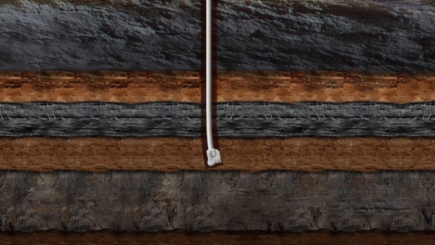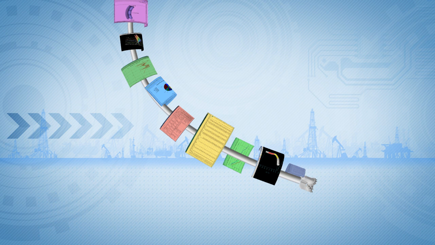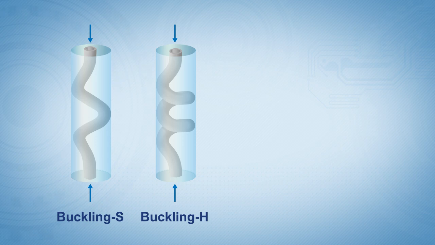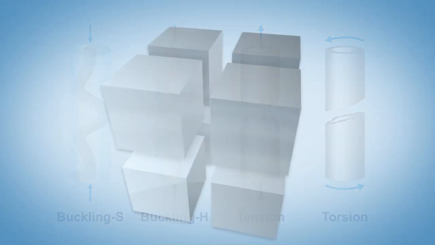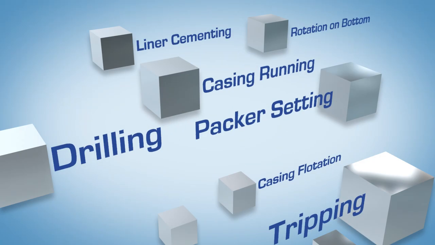With the number of extended reach wells increasing, torque and drag modeling has become an essential process during the planning phase of drilling and casing running. Problems related to torque and drag include buckling, tensile, and torsional failures. To address these concerns, Pegasus Vertex has developed TADPRO, a comprehensive software that accurately predicts torque and drag. This model covers the following operations.